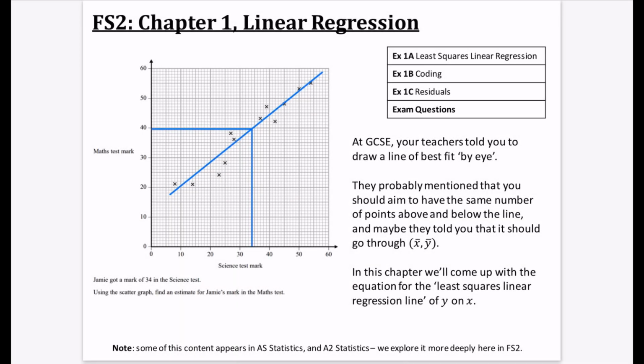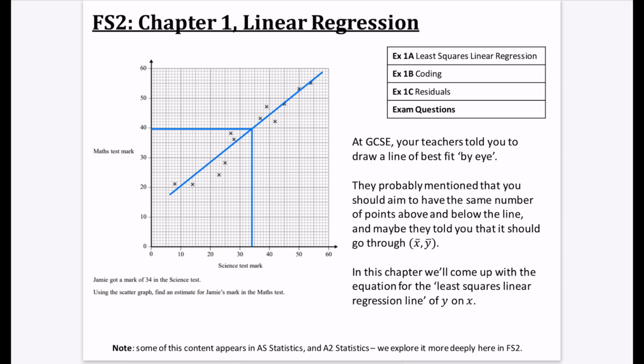Okay, so we're looking at the very first chapter of Further Stats 2 here, which is something called linear regression. Now, actually, linear regression is something you've come across before. This is actually taken from a GCSE exam question. And at GCSE, linear regression was actually trying to draw the line of best fit. We just never used the phrase linear regression. We used the phrase line of best fit that we were drawing here.